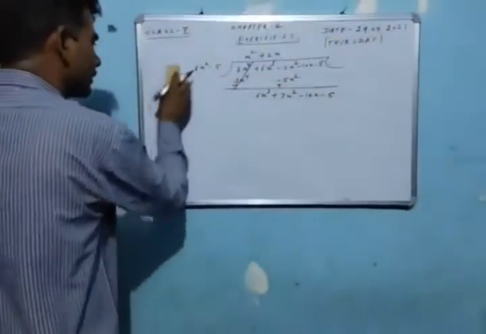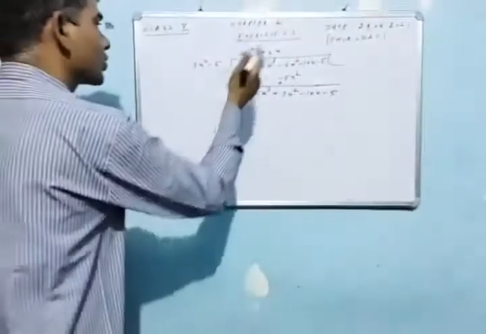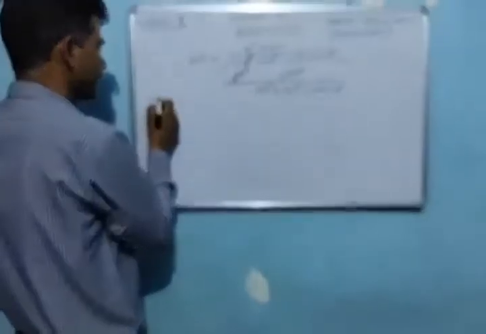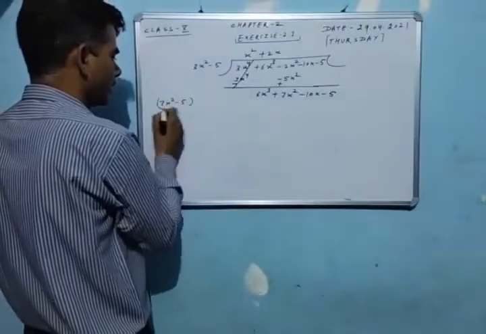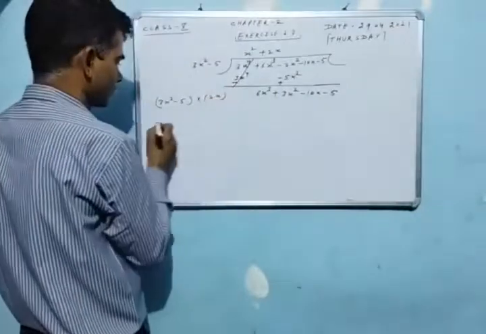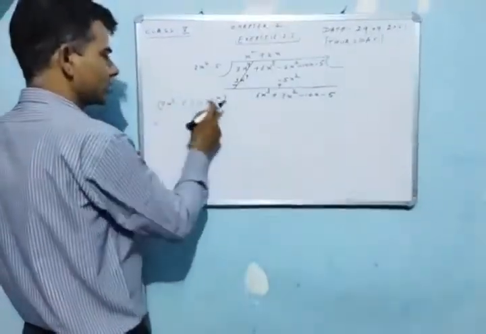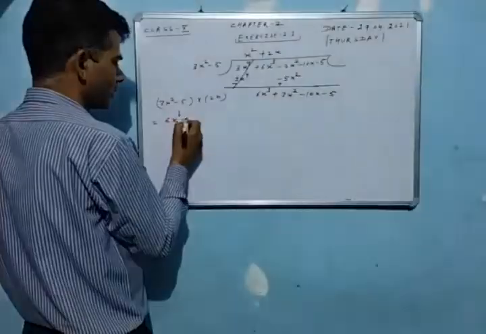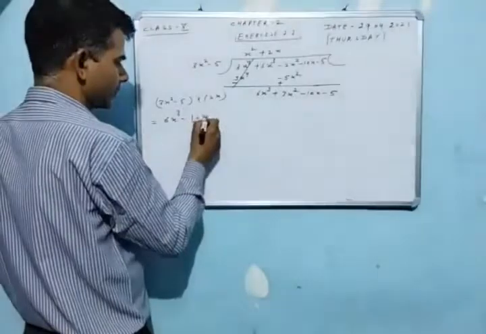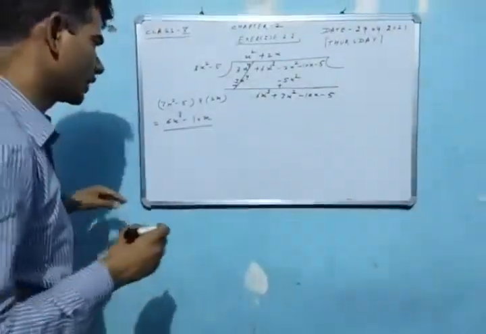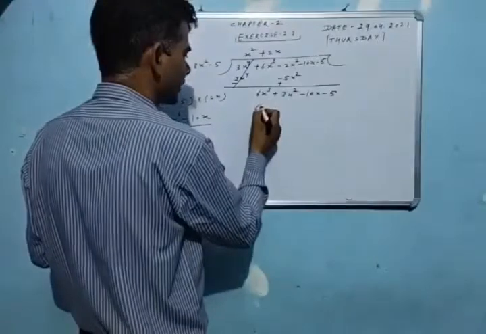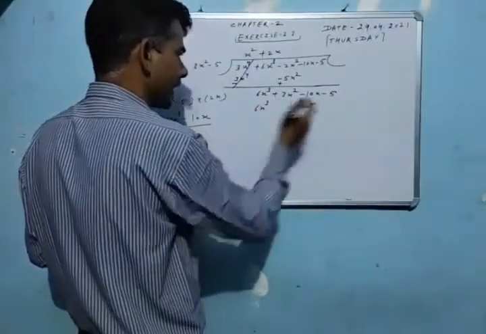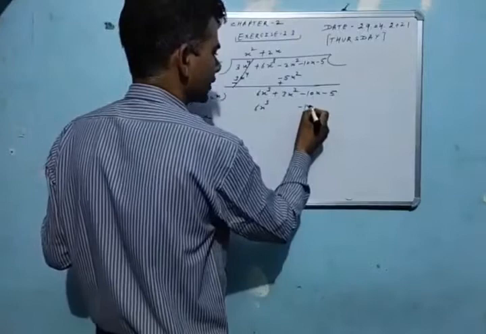3x square minus 5 is multiplied with plus 2x, that is 3x square minus 5 multiplied with 2x. Now student, it will become 6x cube, x square multiplied with x, that is x cube, minus 10x. Now student, like terms: 6x cube, that is x cube like term, that is minus 10x.